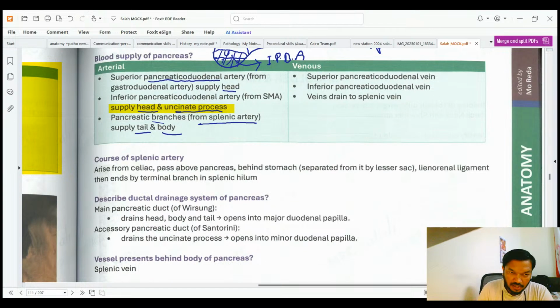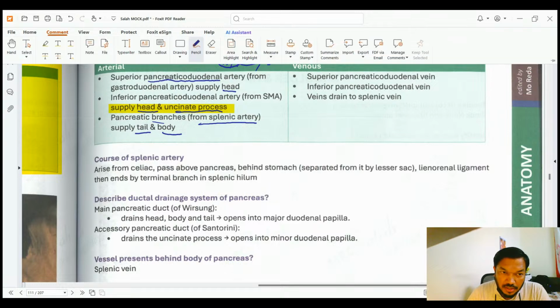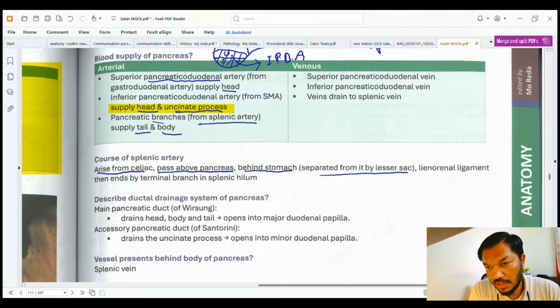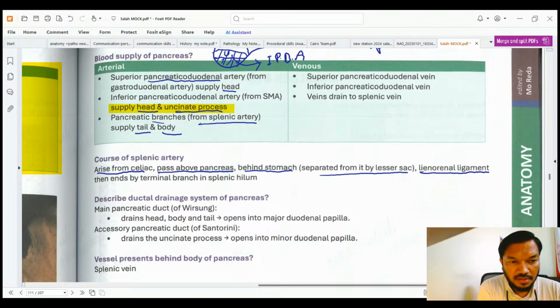The course of the splenic artery. The splenic artery arises from the celiac trunk on the left-hand side, then passes above the pancreas and behind the stomach, separated from it by the lesser sac and the lienorenal ligament, and ends by terminal branches in the splenic hilum.